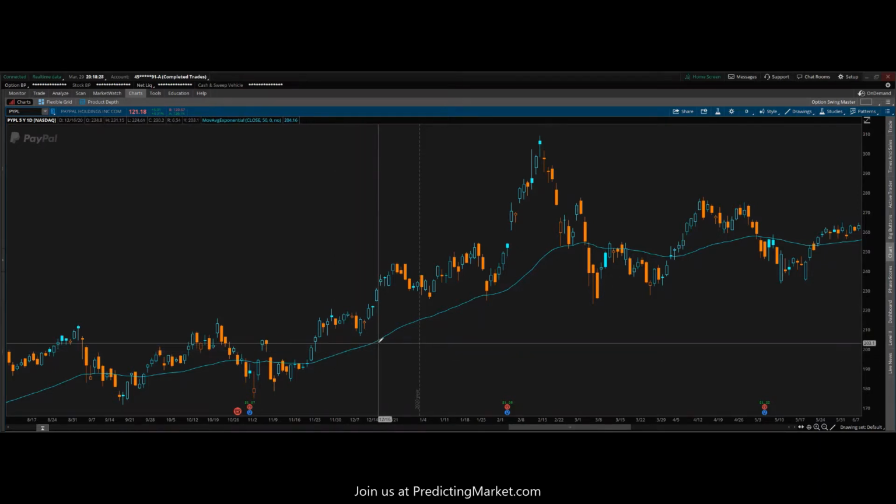This is one of the key indicators that can help you on multiple timeframes. For example, on a daily chart, let's say you're thinking of buying PayPal. When you're thinking of buying PayPal, somebody gave a signal here.